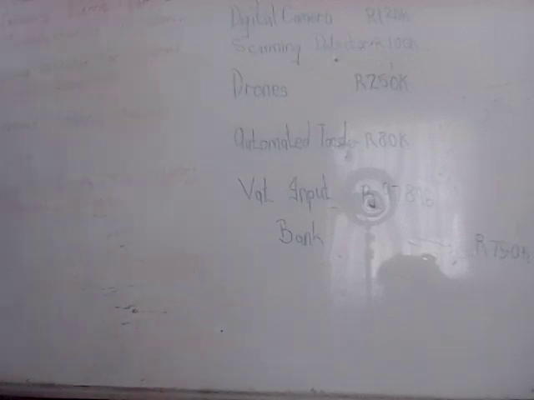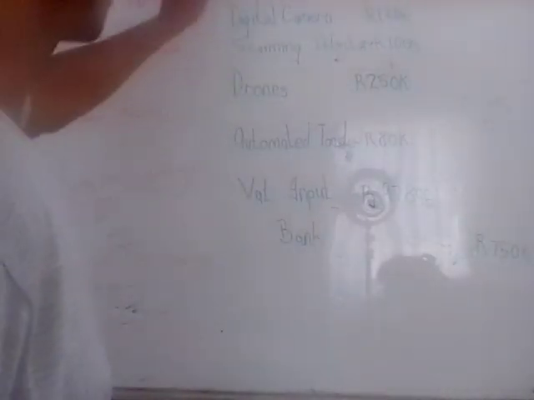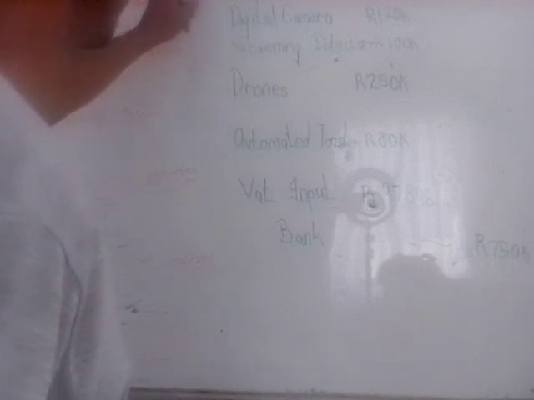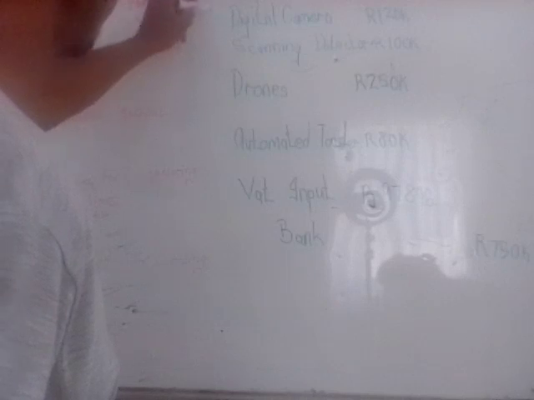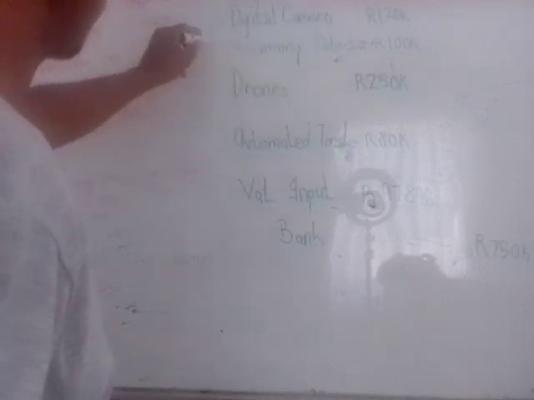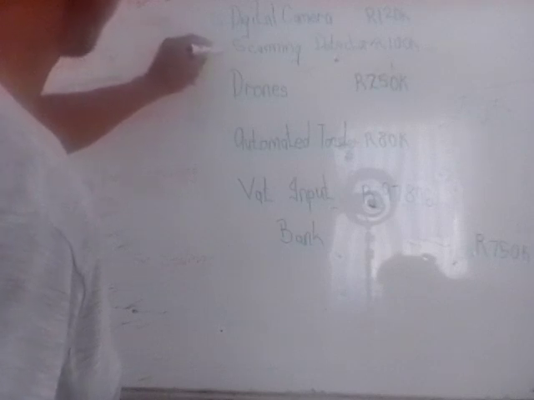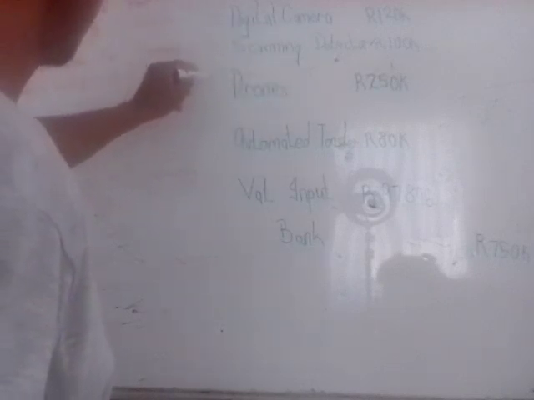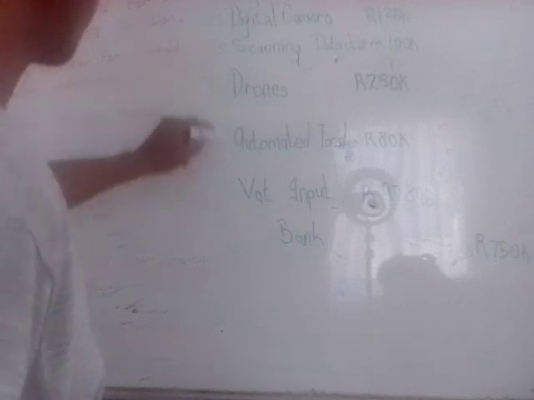So diamond refinery machine, is that a taxable supply? Yes, it's a taxable supply. Digital camera, yes, it's a taxable supply. Manufacturing. Scanning detector, yes, it's a taxable supply for the same reason, used for manufacturing. Drones, yes, it's a taxable supply, which is also used for manufacturing.